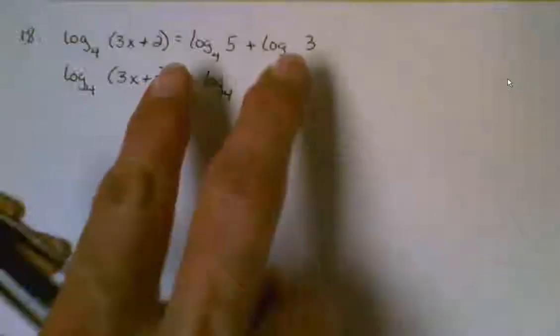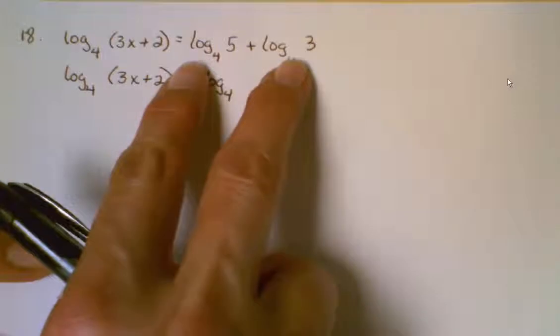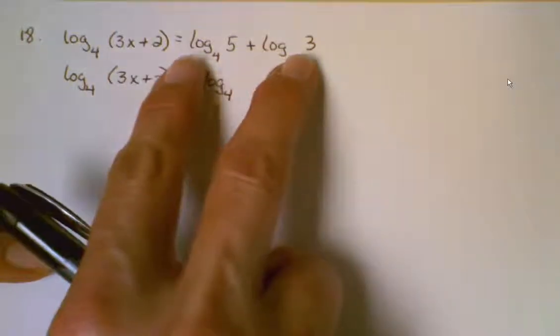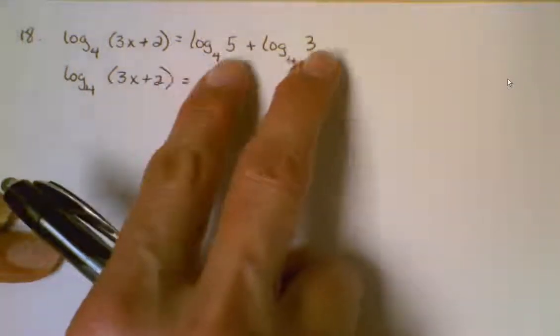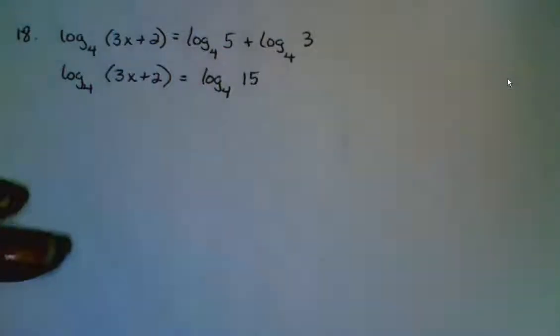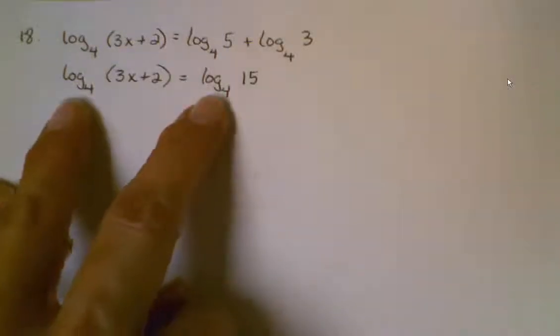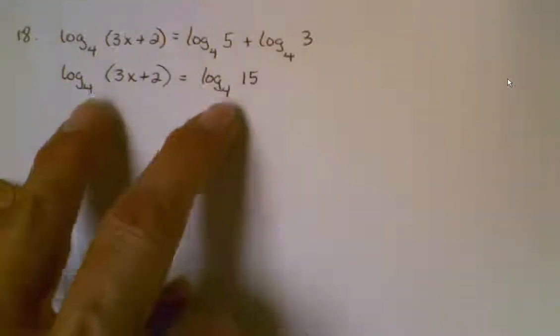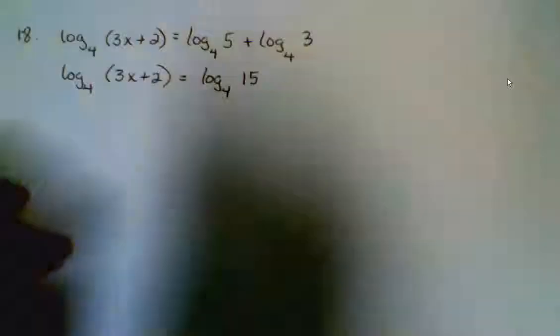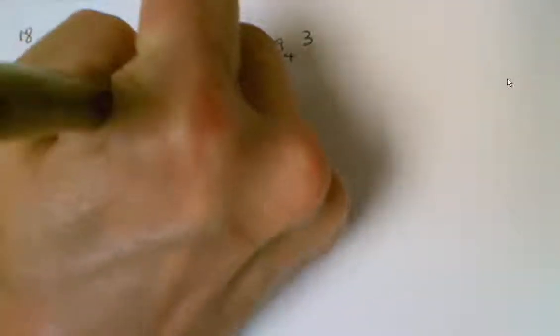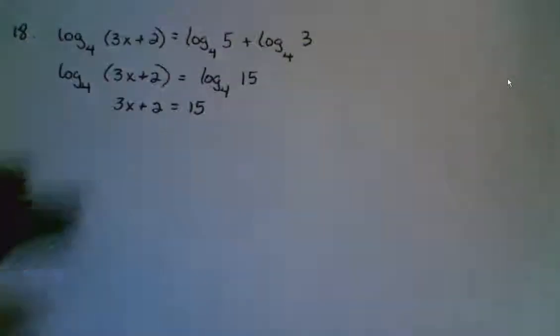So I need to write that right-hand side as a single logarithm. And my property A tells me that the sum of two logs can be put back together as the log of a product. In other words, I can multiply that 5 times 3. And that right-hand side is equivalent to log base 4 of 15. After I have both sides being single logarithms with the same base, then I can say, therefore, the arguments must be equivalent as well.